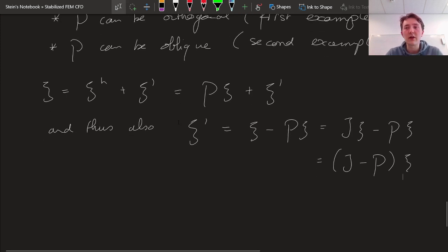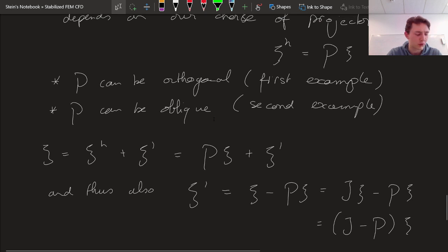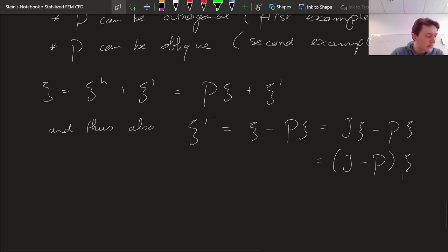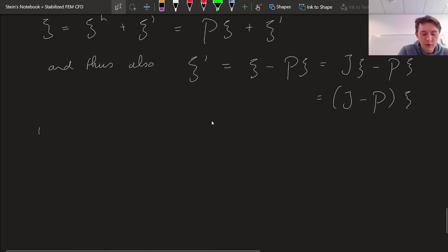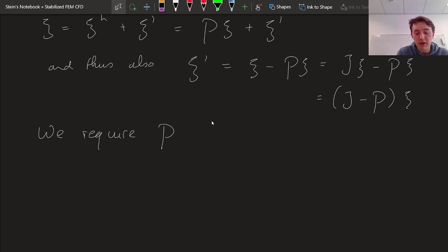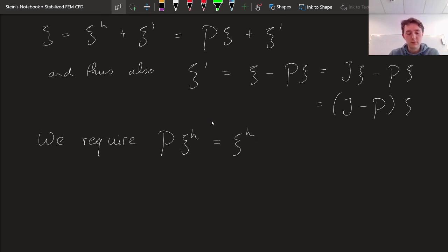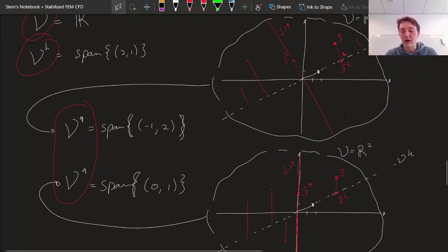So how do we obtain the definition of the fine scale space from this? Well, we have a certain number of requirements on P that we need to impose, and that are also quite logical. First of all, we require that the projection of any coarse scale solution is going to be that coarse scale solution. Now, in the case of a projection on a 2D plane, that is quite obvious, but you wouldn't necessarily have to make this choice.